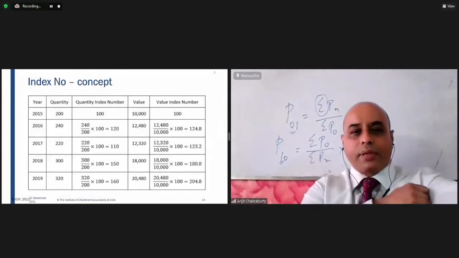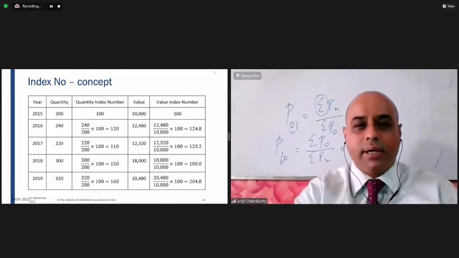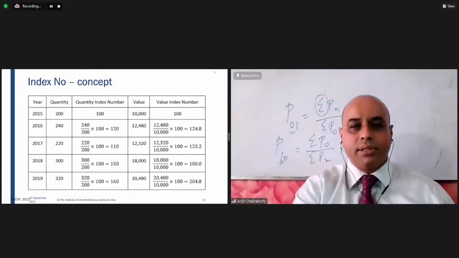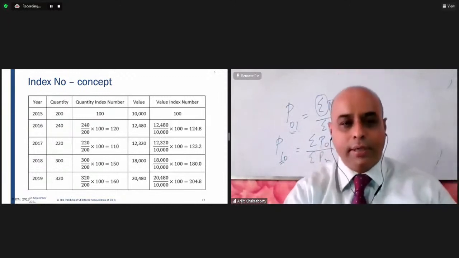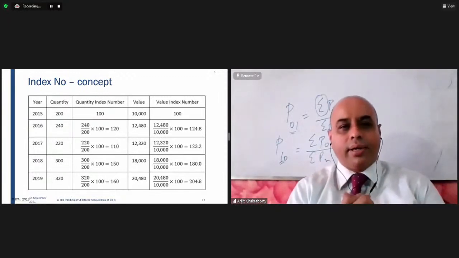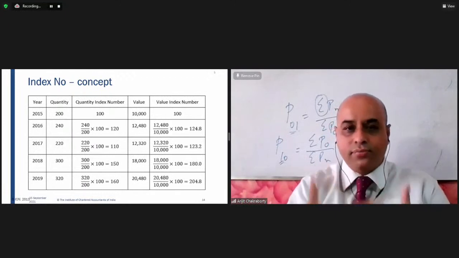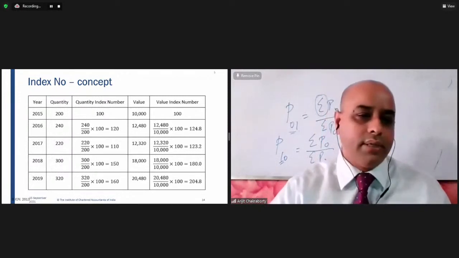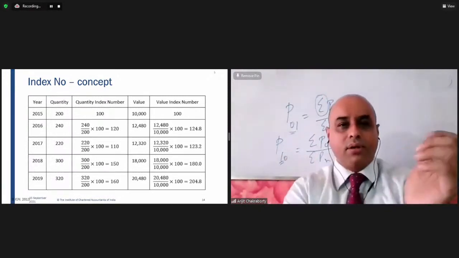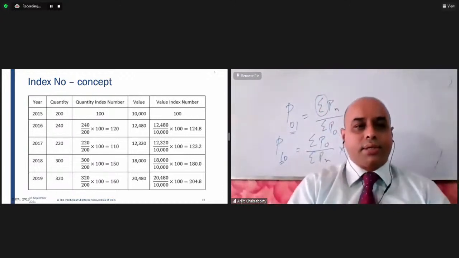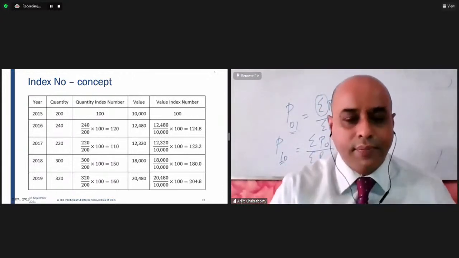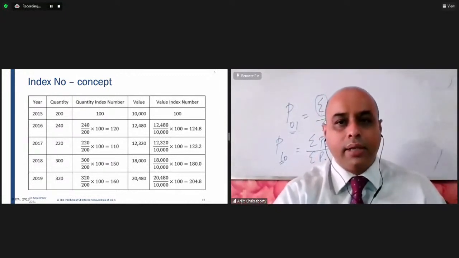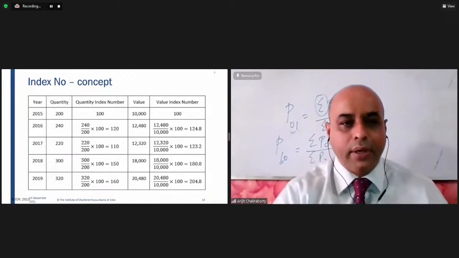Now another example. We are taking the quantity index number, and let us take 2015 to 2019. The base year here will be 2015, and we are trying to calculate the index number for each of the following years: 2016, 2017, 2018 and 2019. Please concentrate on this particular slide. In 2015, the quantity was 200. The quantity index number is 100 as we assume it, and the value index number therefore comes to 100.